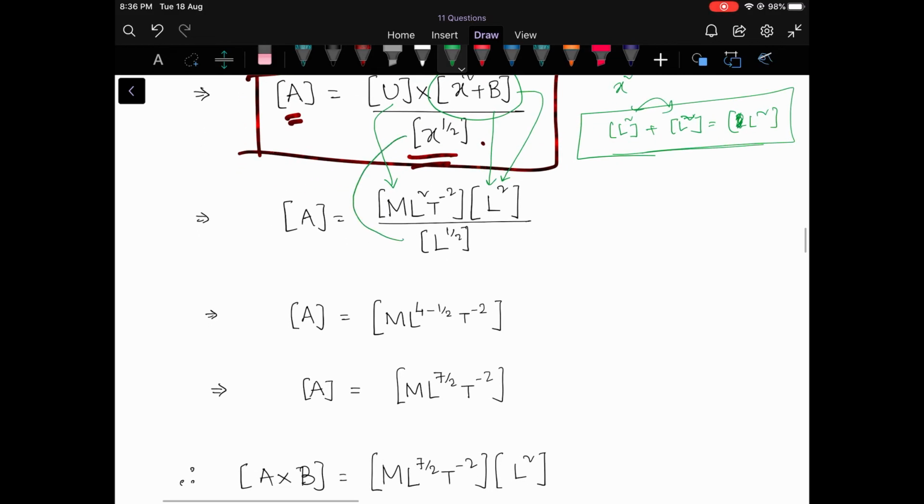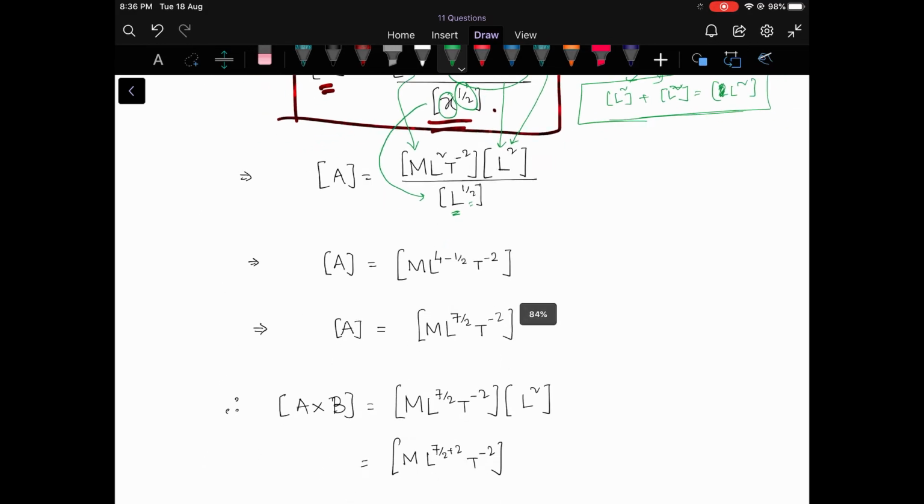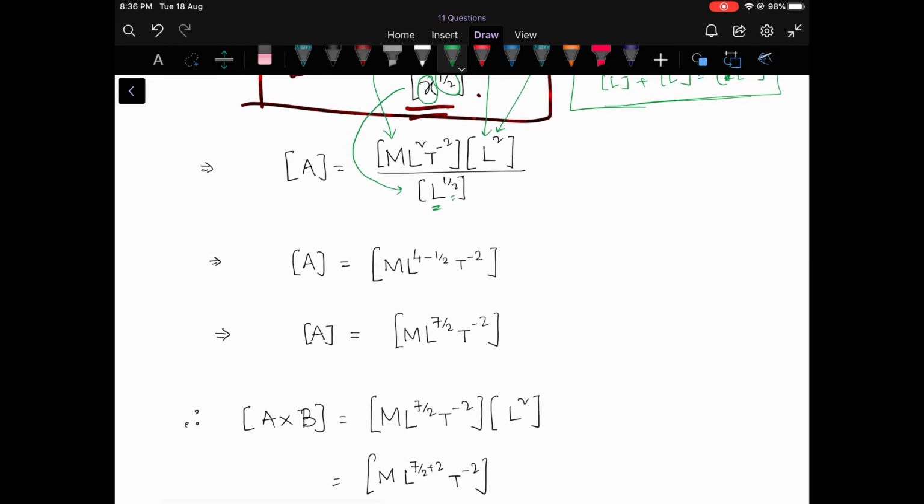And the dimension of x is L, so in place of x, we have written L. This is a power half, so we've written power half. Now when we arrange, you can see we have this m, so we have written this m. Then we have L square, again this L square, so we've written L to the power 4. Because L square times L square is like writing L to the power 2 plus 2, so we have L to the power 4.